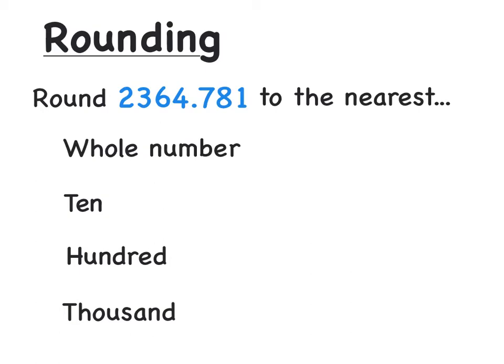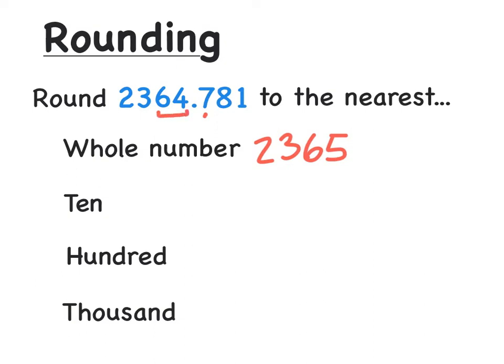2364.781 to the nearest. In the first example, we are rounding to the nearest whole number. So that basically means we don't want any digits following the decimal point, so we will round up or down based on the value immediately to the right of the decimal point. So in this case, since we have a 7, we are going to round up, so our whole number would be 2365.